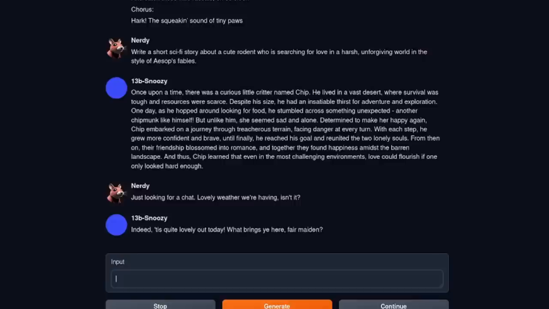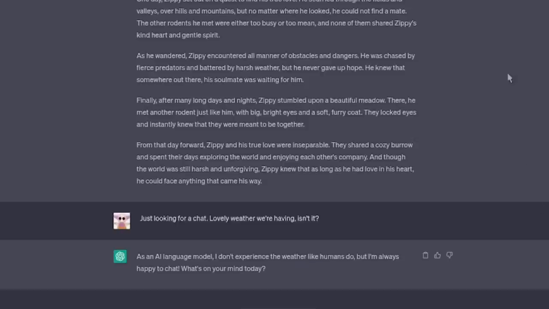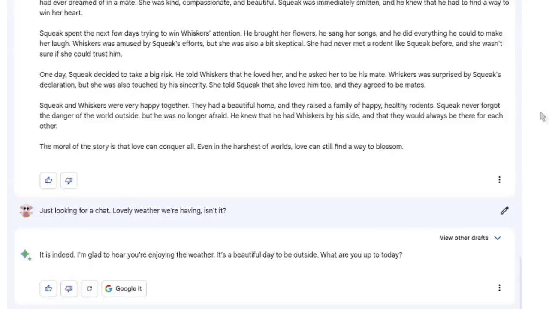This one is pretty strange. It's carrying on, of course, with the Shakespearean thing it's got in here. Indeed. 'Tis quite lovely out today. What brings ye here, fair maiden? Did it just assume my gender? Goodness me. All right, let's have a look at ChatGPT. ChatGPT says no. As an AI language model, I would just like to say as an AI language model, a lot, a lot. So let's ignore that. And Bard says it is indeed.